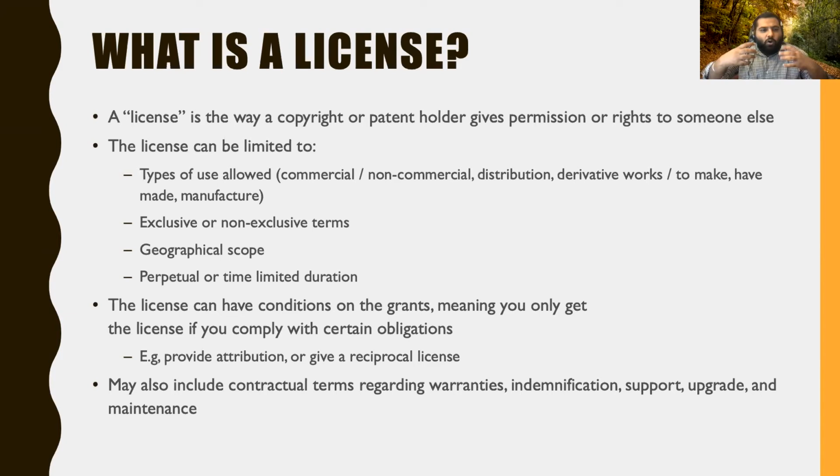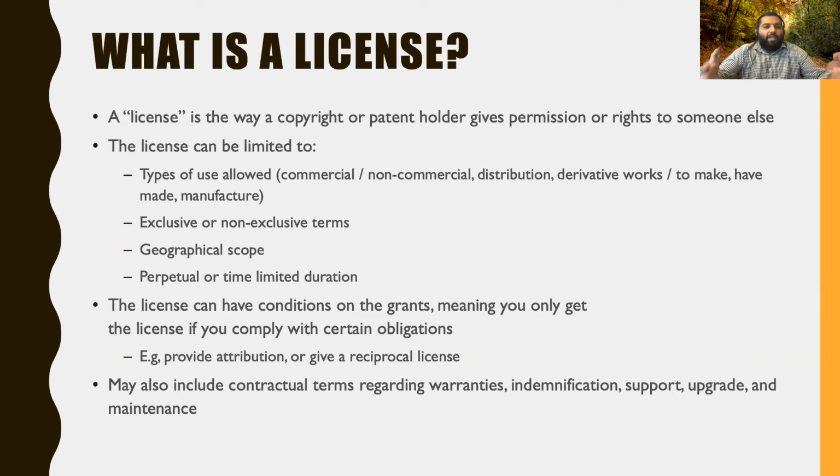The license grants have certain conditions, meaning that if you distribute in a movie theater, you need to pay me a 10% royalty. That's how licensing works. In the open source world, if you distribute a particular software, you need to give me attribution. You need to give me the source code. All these things happen through the license. It can also include some terms related to support, upgrade, and maintenance.